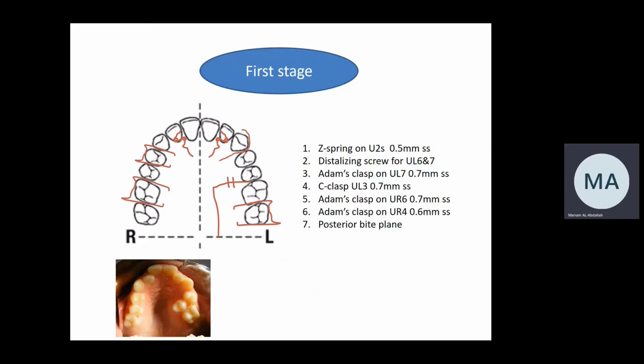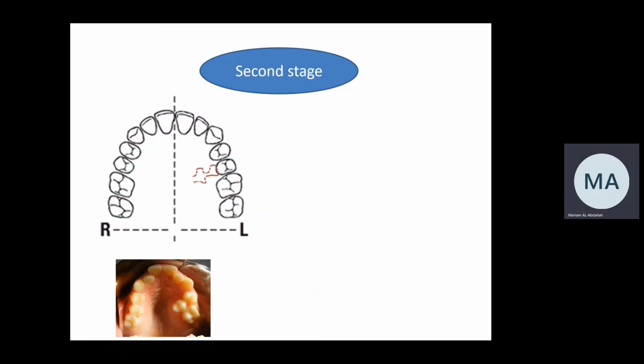Can I use a southend? Well, this is a little bit tricky because it will interfere with the tooth movement. If you use a southend here, it will interfere with the tooth movement of the lateral incisors as they are being corrected. A posterior bite plane to disocclude the teeth is a must.